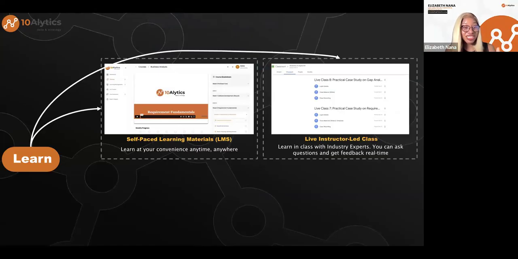Now, there's going to be a difference. Of course, once you get into the program, you're going to be able to raise up your hand. You're going to be able to unmute your mic and actually speak to me. You're going to speak to your facilitator. You can ask whatever questions you have.